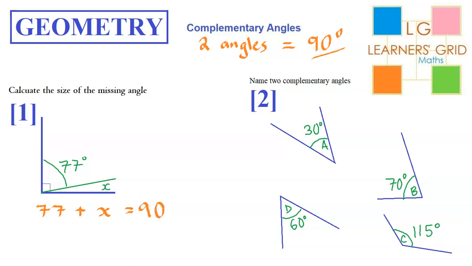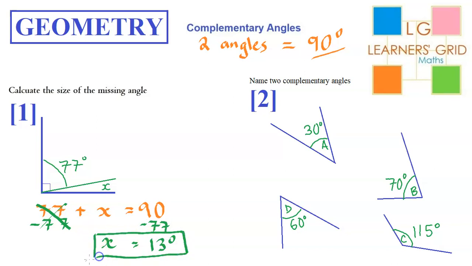So let's do that. What we have to do first is get rid of this positive 77, so we do the inverse: we subtract 77. Whatever we do to one side, we do to the other side, and we do that to keep the whole equation balanced all the way through. So 77 minus 77 is 0, which leaves us with x on the left-hand side of the equation. And on the right-hand side, we have 90 minus 77, which leaves us with 13. So now we know that angle x is 13 degrees. That's how you do those kinds of problems.